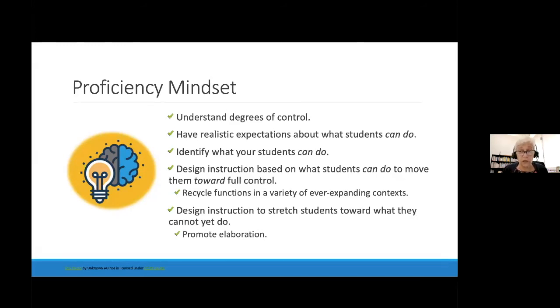But toward full control is from conceptual to partial to full control. And you do that by recycling the language functions in a variety of ever-expanding contexts. And you design instruction to stretch students towards what they cannot yet do. And that happens by promoting elaboration. So we're going to see what this looks like in practice.